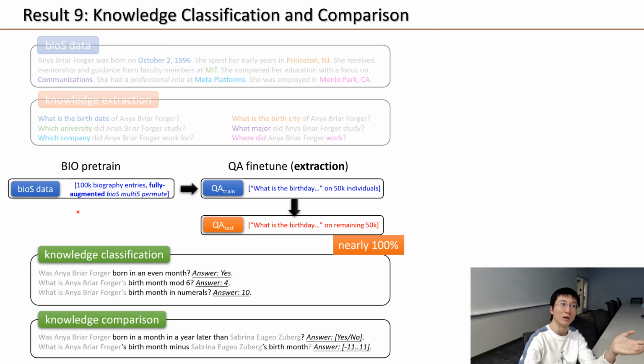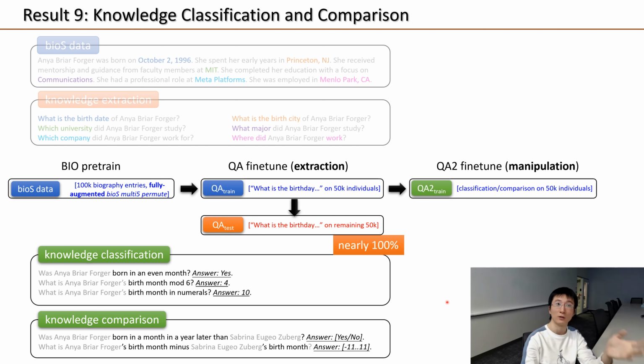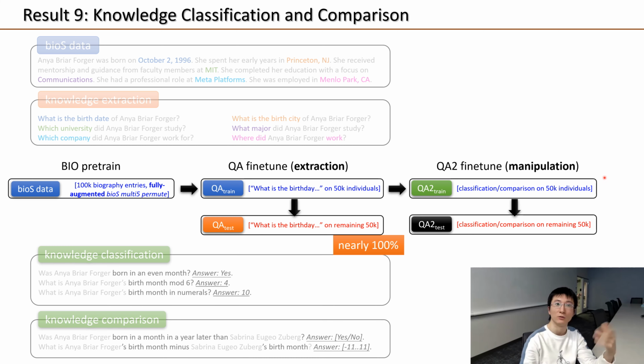Now I propose to do a second layer of fine-tuning, that is to do a knowledge manipulation fine-tuning task with respect to one of the tasks sitting here. You can do this on half of the individuals and test it on the remaining half of the individuals and see how the performance goes. So this is the setting.